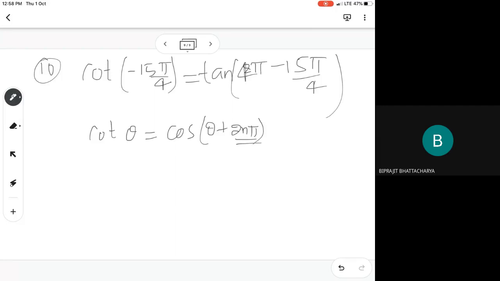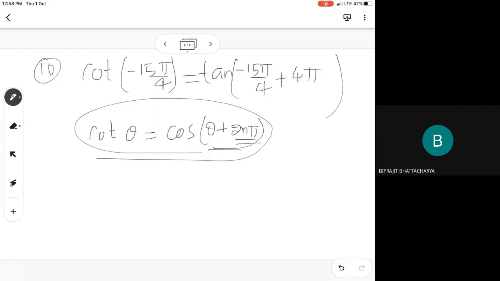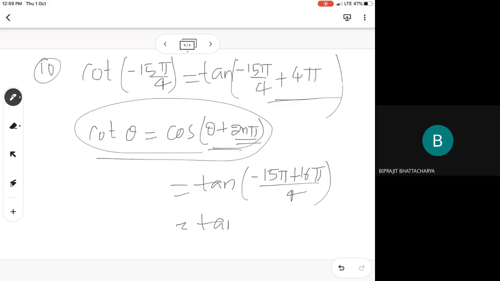ये उल्टा लिखो चाहे तो. ये सर, see here, if you get confused like that, you do like this. पहले minus 15 pi by 4 लिखो plus 4 pi लिखो. ये फॉर्मूला की जैसा हो जाएगा. ये अप्लाई कर दिया. और now what to do, इसको सिंप्लीफाई करना है. So tan, what do you get here? Minus 15 pi plus 16 pi by 4. So we are going to get tan pi by 4. Tan pi by 4 value. What's the value of tan pi by 4?